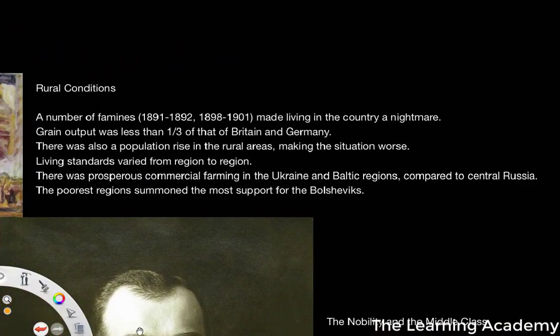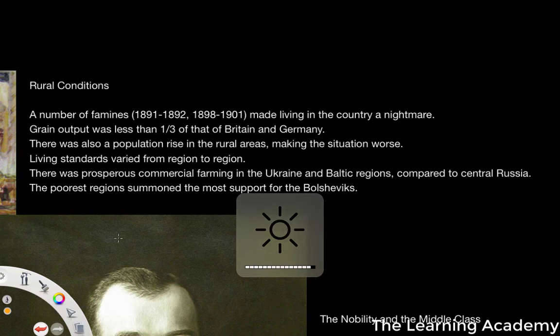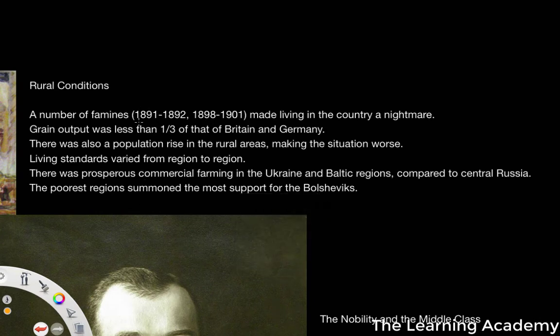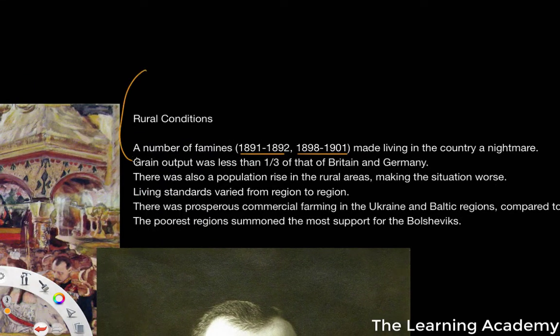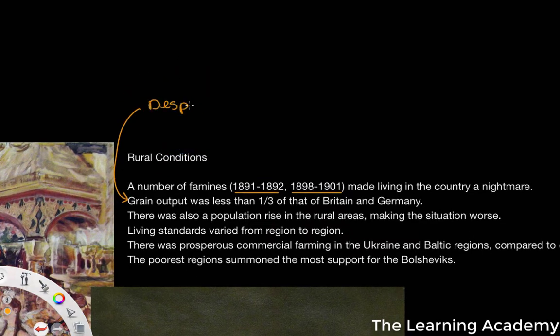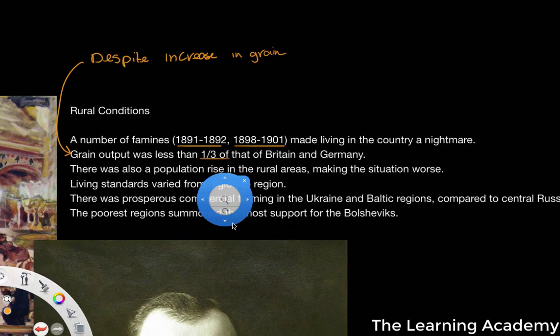Okay, so a number of famines. We're talking a famine in 1891 to 1892 and 1898 to 1901 made living in the countryside a nightmare. Grain output was less than a third of that of Britain and Germany. So despite increases in grain, we see that they're still behind Britain and Germany in terms of the amount that is exported.